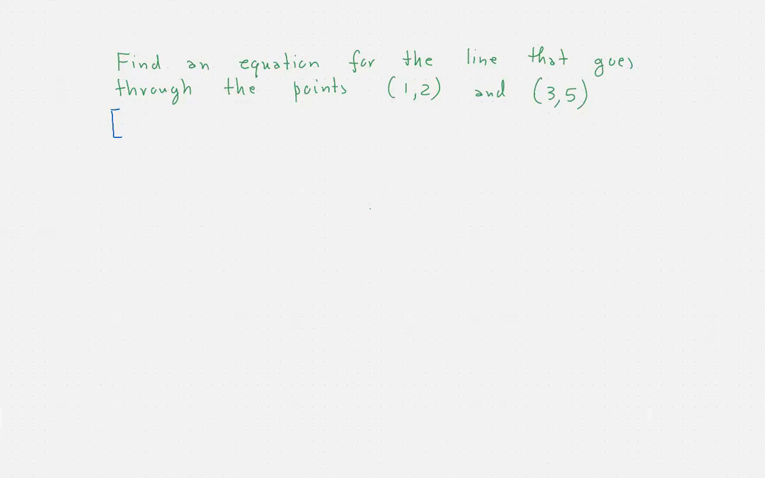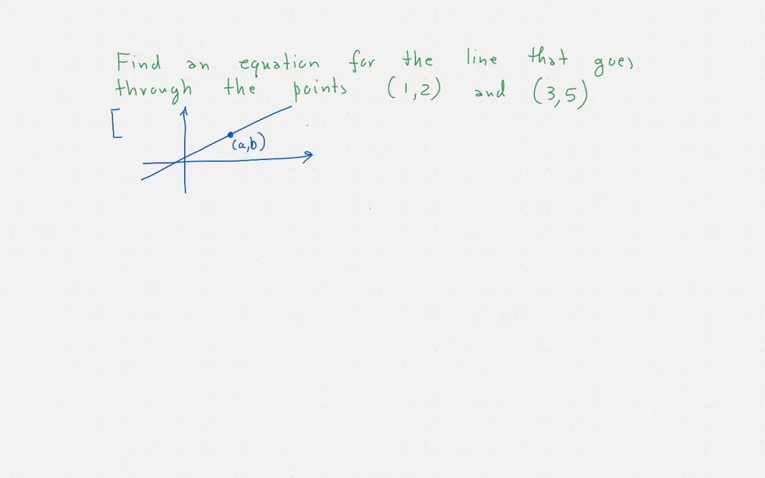So we would like to find the equation of the line that goes through the points (1, 2) and (3, 5). And let's recall a few things. There are different ways of finding the equation of a line. Maybe the simplest one is when a line goes through a known point (a, b) and it has slope m.